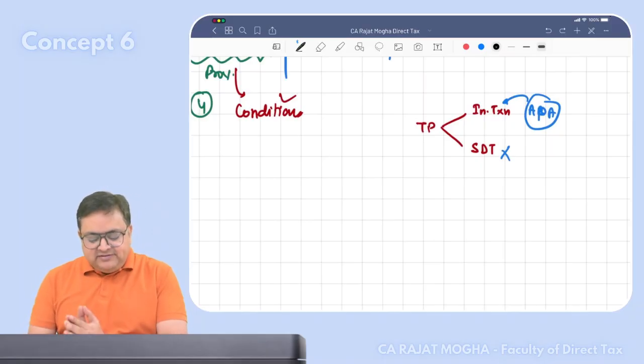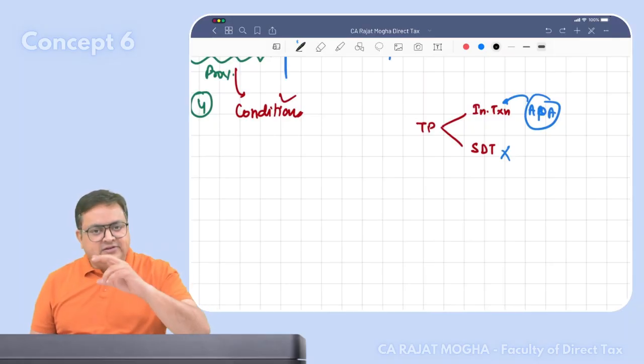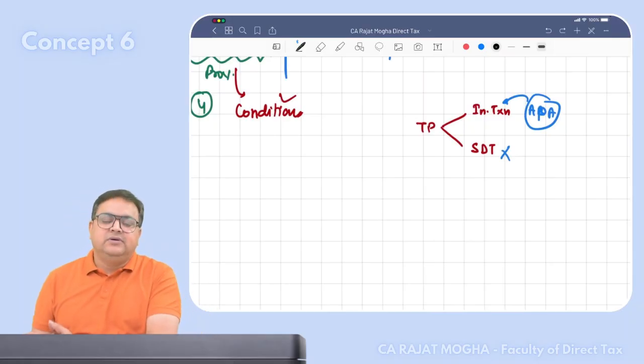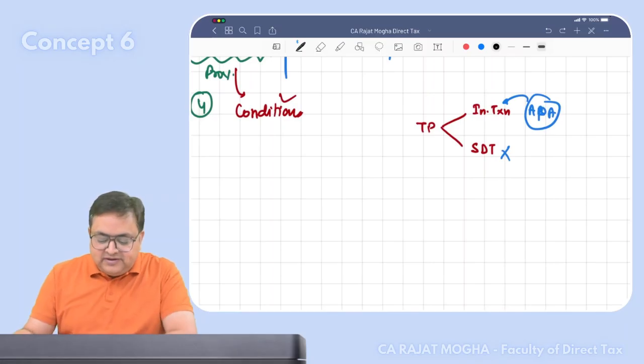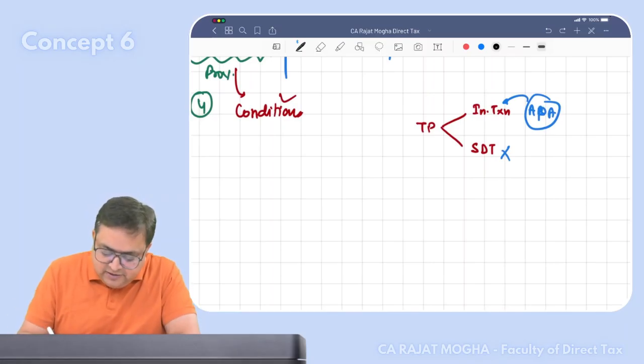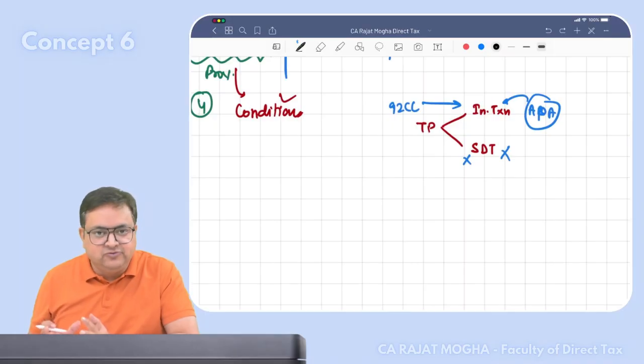Very, very important point, right? So generally, when I discuss specified domestic transactions, I will tell you that all the provisions of transfer pricing are equally applicable to specified domestic transactions. But there are a few sections which are not applicable to it, and this is one of them. So section 92CC, what is 92CC? APA. It is only and only for international transactions. It is not for specified domestic transactions. I believe that you understood this.